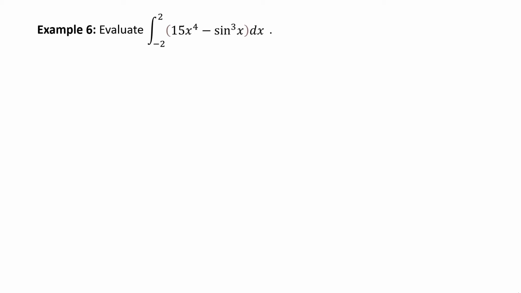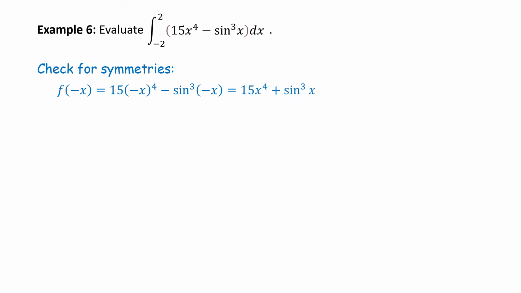Example: evaluate the integral from -2 to +2 of the function 15x to the fourth minus sine cubed x dx. We begin this problem by checking for symmetries. That is, we compute f of minus x. We're going to put in the negative x every place an x is present. So we'll have 15 times negative x to the fourth minus sine cubed of negative x.